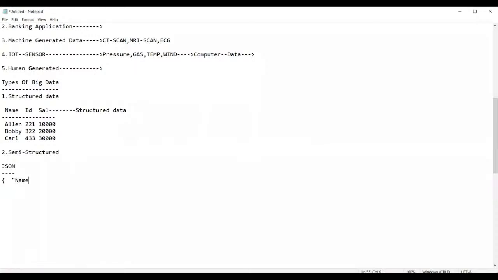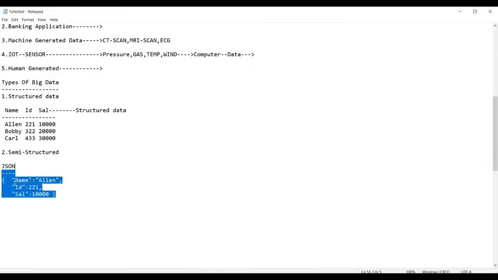Name under double quotes, and use the colon, Alan. Now, guys, use a comma. After this, use it again: ID. As it's numeric data, you can place it normally. Again, we have salary. This is also numeric data, so you can leave it as it is, you do not place it under quotes. And finally, after this is done, the data is closed with the braces.